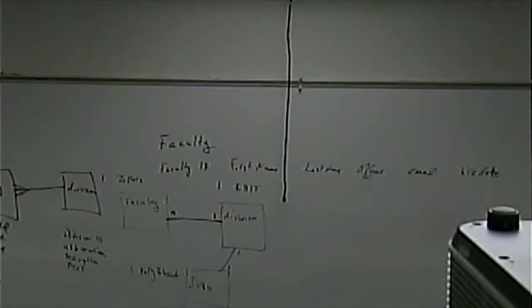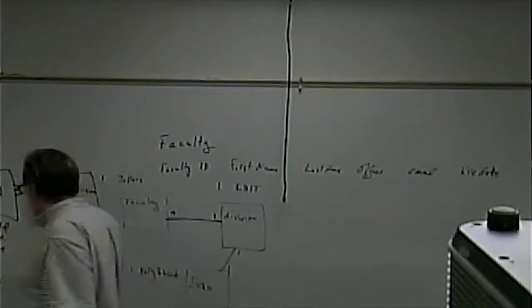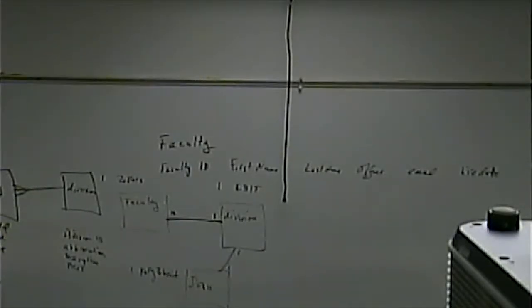We have two choices. We could put a division ID in the faculty table, or we could put a faculty ID in the division table. There might be other options, but it is one of those two options. You put the key here, so I could put the division ID here, or I could put the faculty ID here. Which one do you think we want? You like the first option. Does anyone else like the first option? Does anyone like the second option? First option is correct.